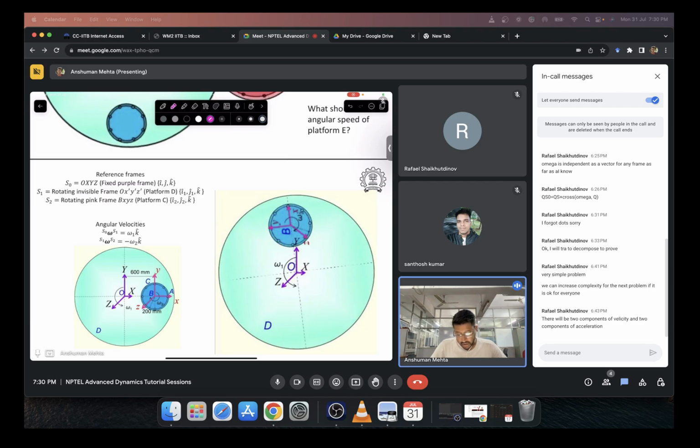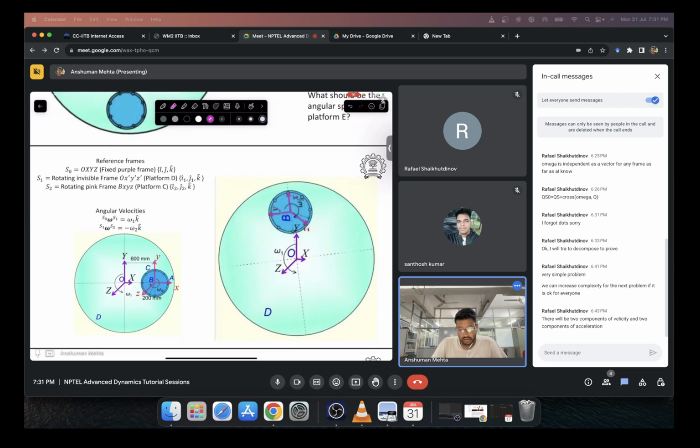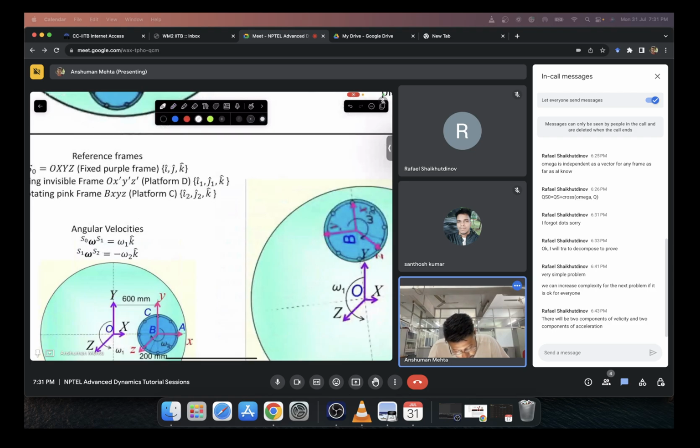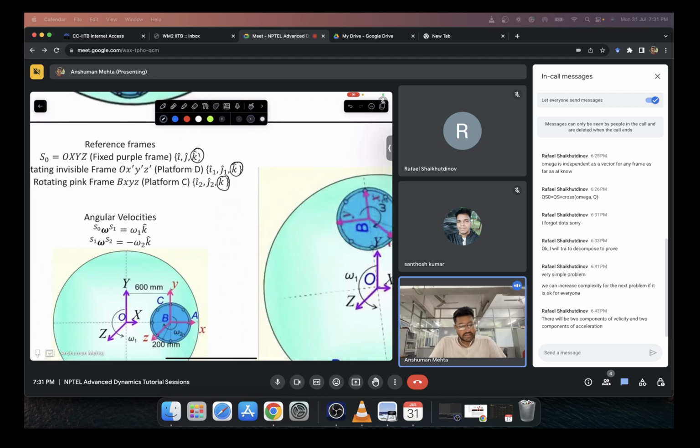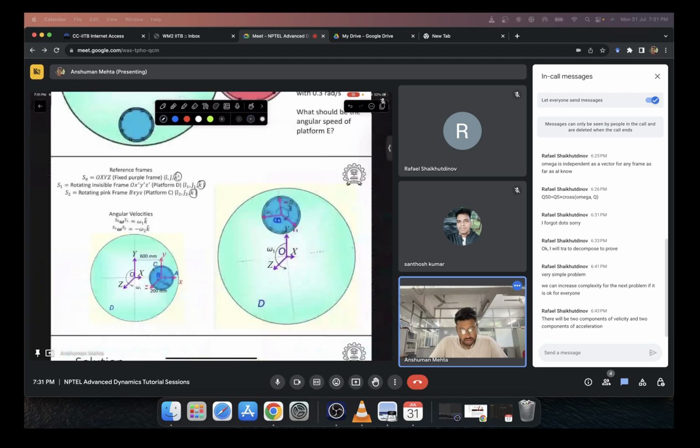And now we have a rotating pink frame, which is like a 60 degree offset from the center. That is the third frame. So now I have denoted this K. All K's are the same because everything is pointed vertically up, so it's a planar problem. But I, J, K and I, J, K are different.